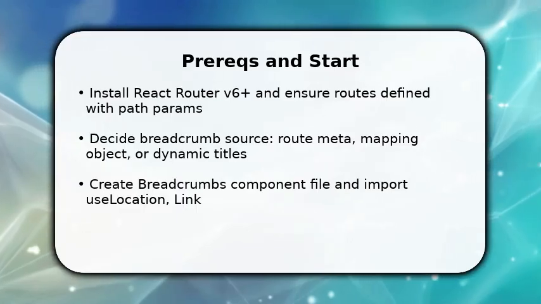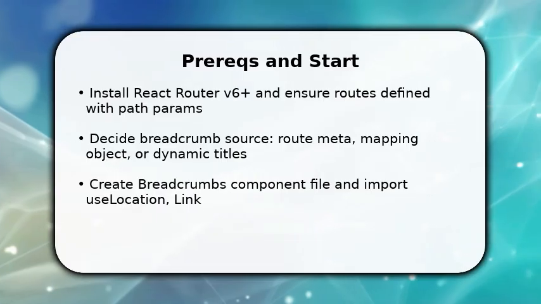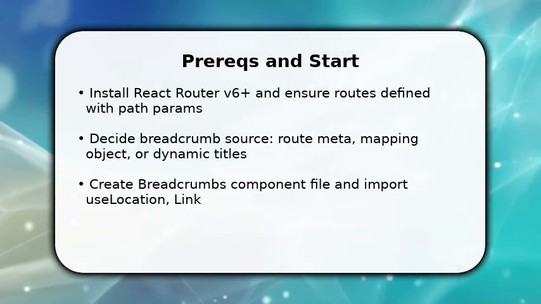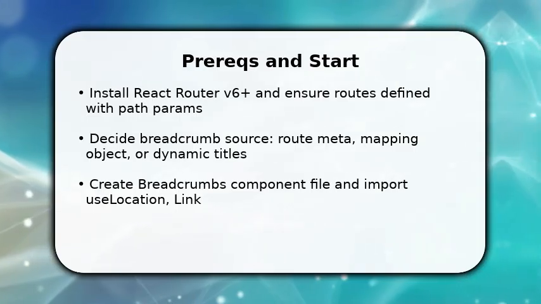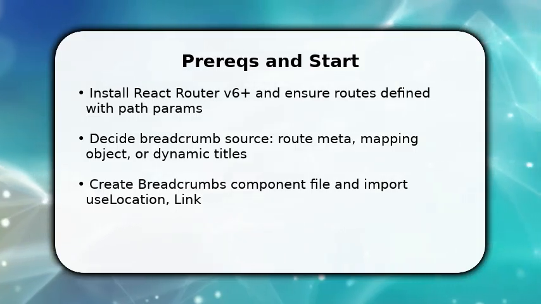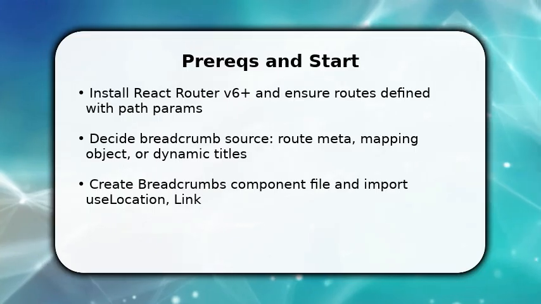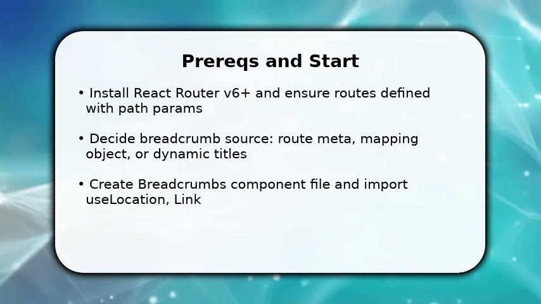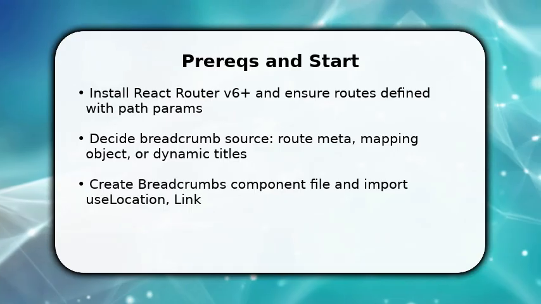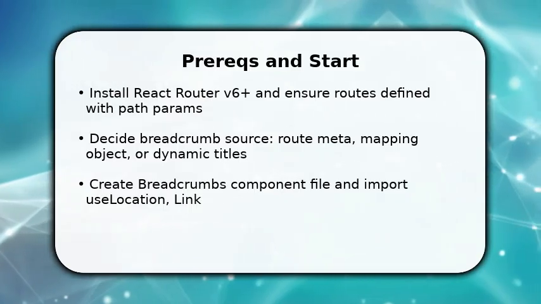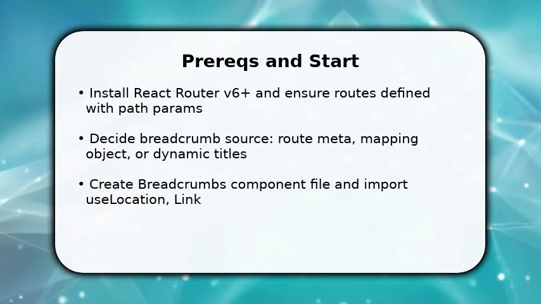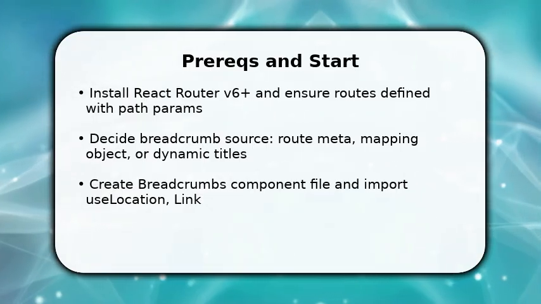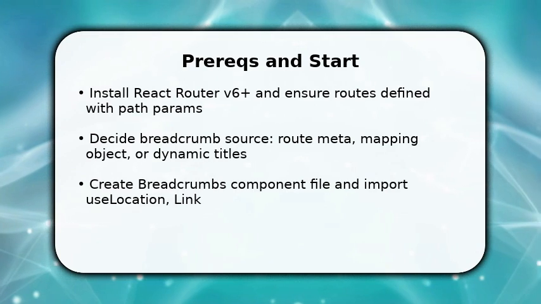You already have React Router and routes. Now start building. First, decide whether you will read breadcrumb labels from route meta, a mapping object, or compute them dynamically from params. Once chosen, create a Breadcrumbs component and import useLocation and Link from React Router. You will parse the current pathname into segments, then map each segment to a display label. Make sure to trim empty segments and handle the root path. This gets you into the first actionable step quickly.